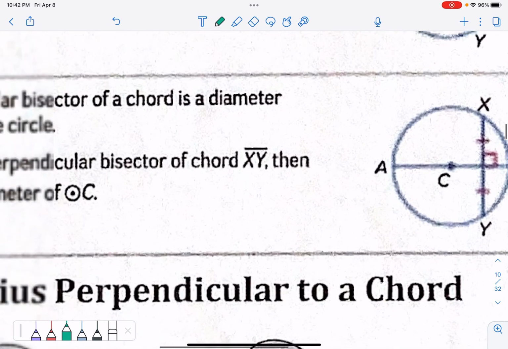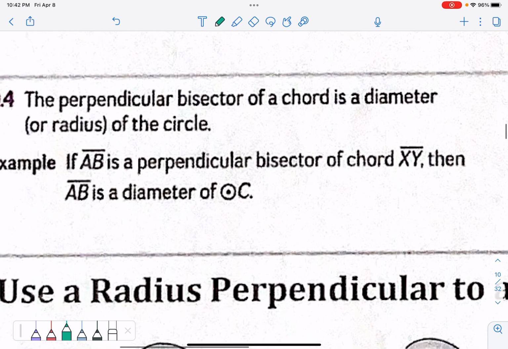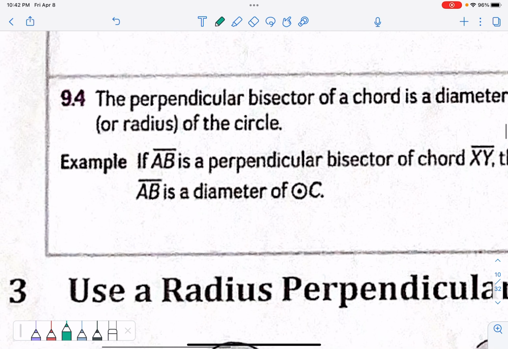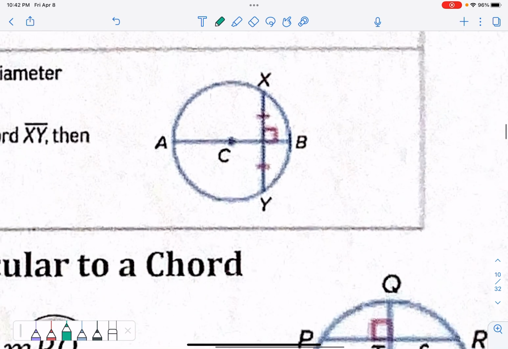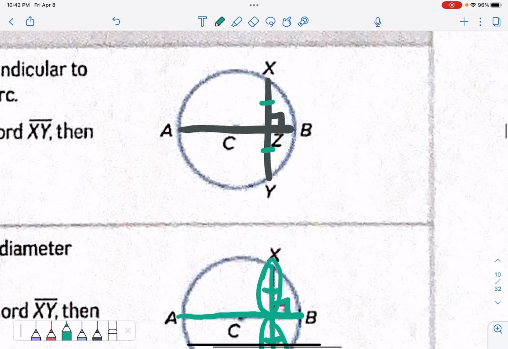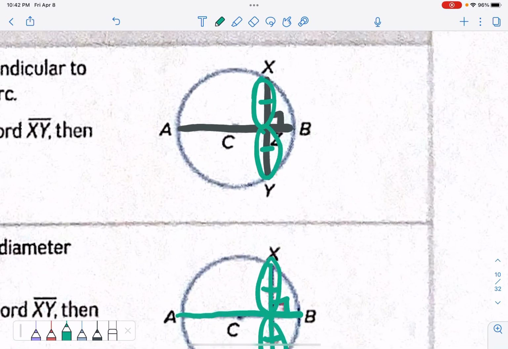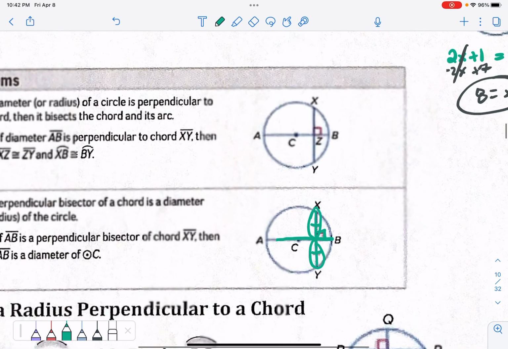In the same way, they do the opposite, the perpendicular bisector of a chord. So they're saying that if this is bisected or split in half, it's making a perpendicular with the chord or with the diameter or the radius. So if it's bisecting, then it must be a 90-degree angle. Versus if it's making a 90-degree angle, then it must be bisecting. So they're saying the same things, but just reverse. That's called the converse of it.